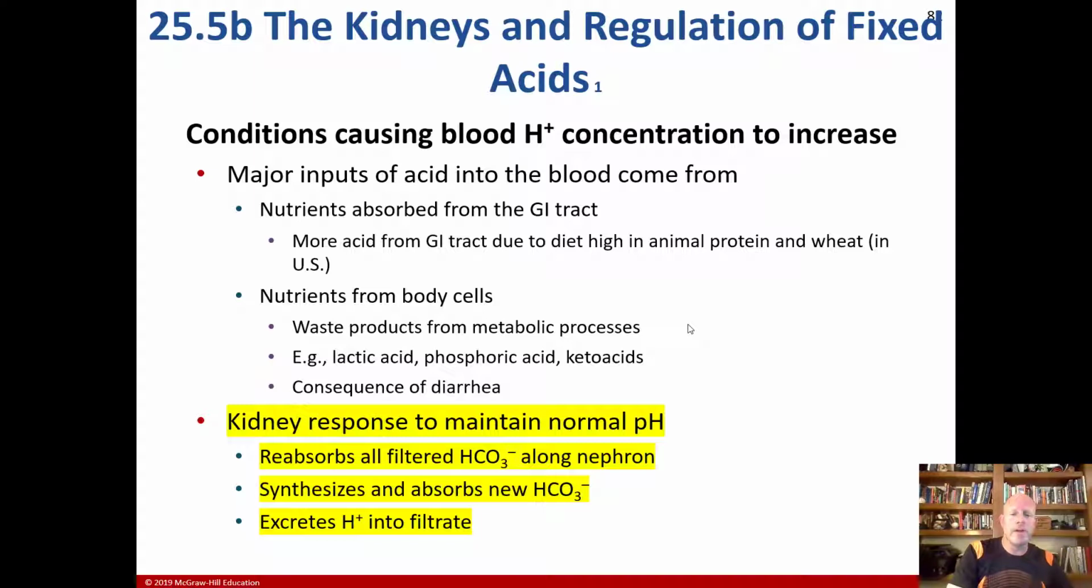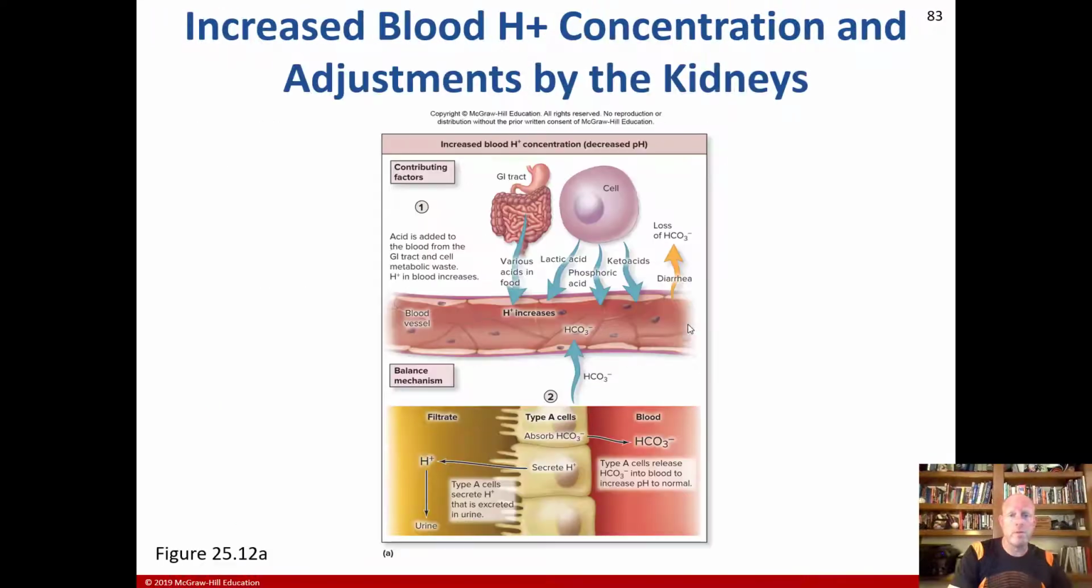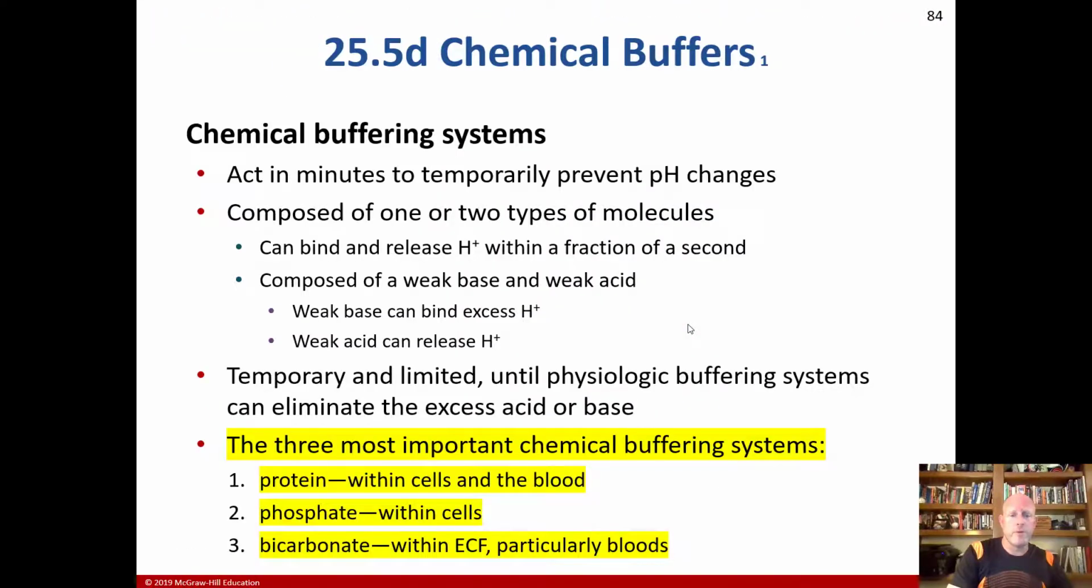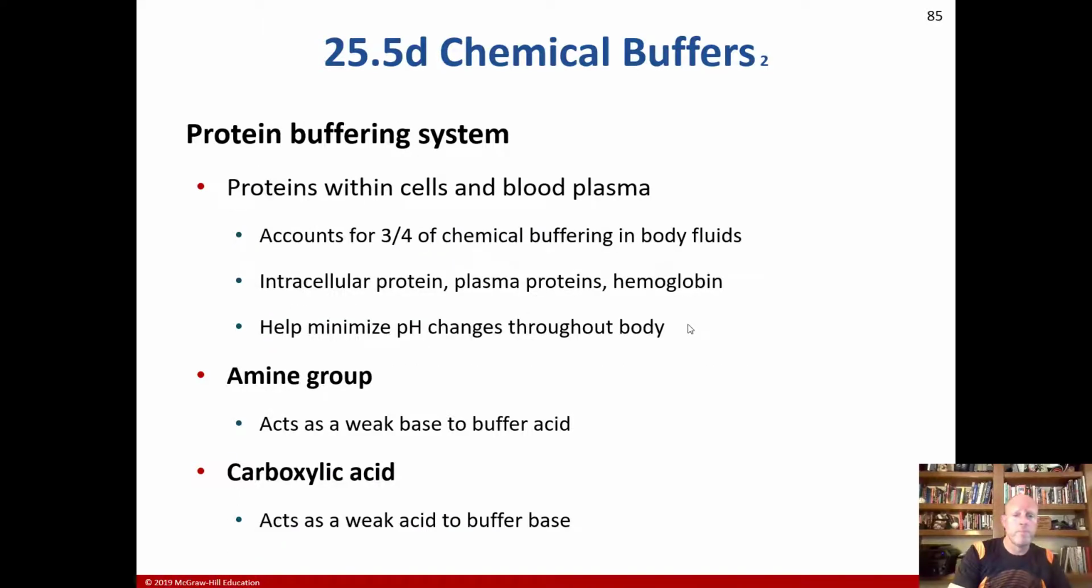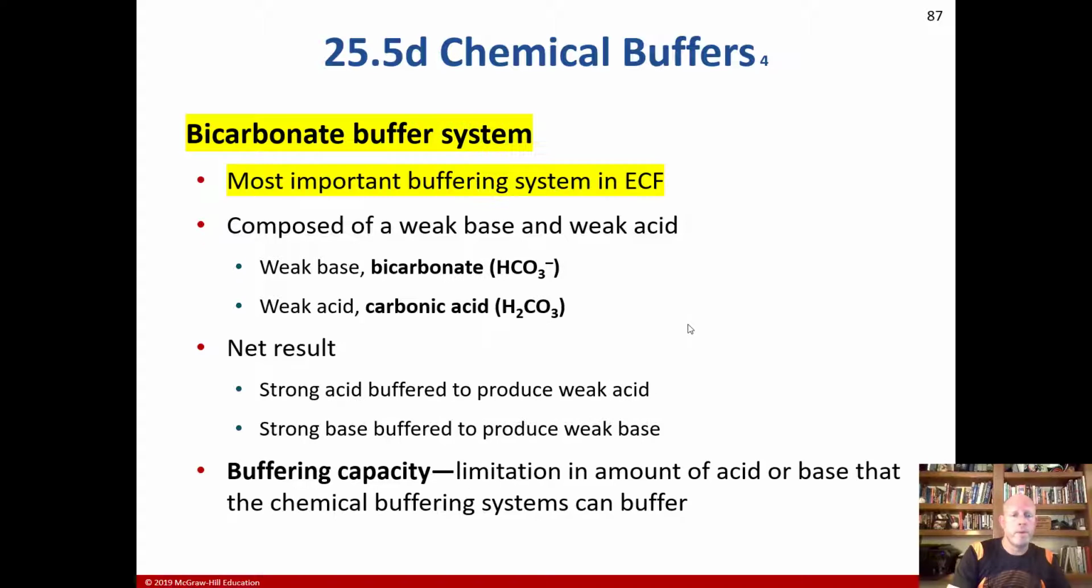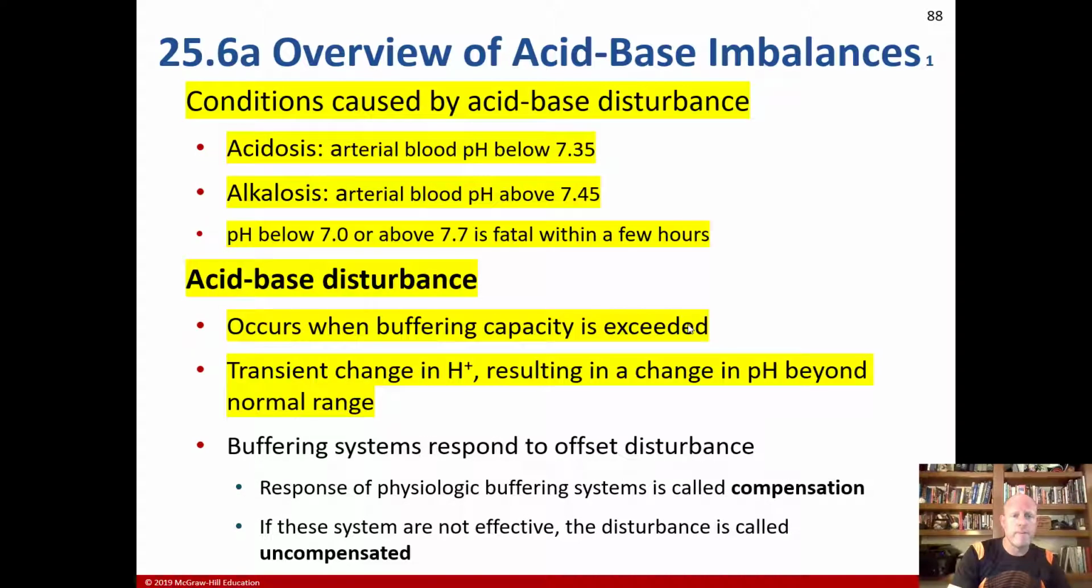how bicarbonate plays a role specifically, that's vital here, as well as the excretion of hydrogen into filtrate. As far as chemical buffers, note the different buffers and that bicarbonate plays the greatest role within the ECF, with phosphate and protein specifically more in the cells, but understand their basic role for chemical buffering. And again, the bicarbonate buffer system is the most important buffering system in the ECF.